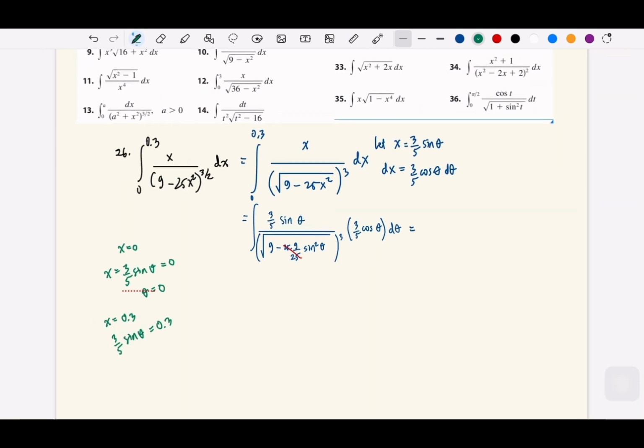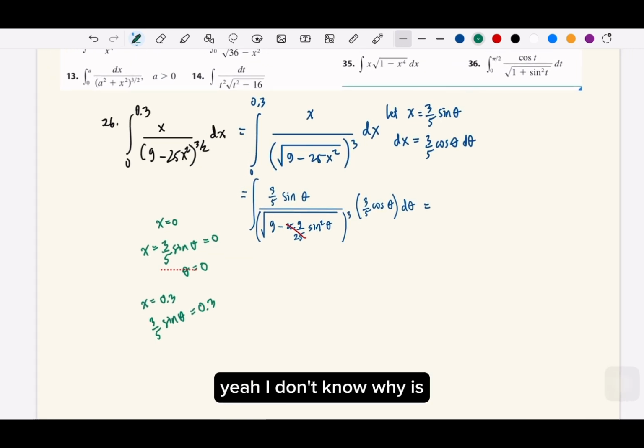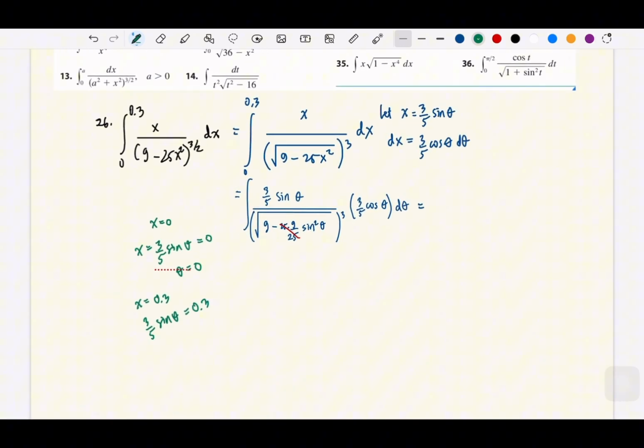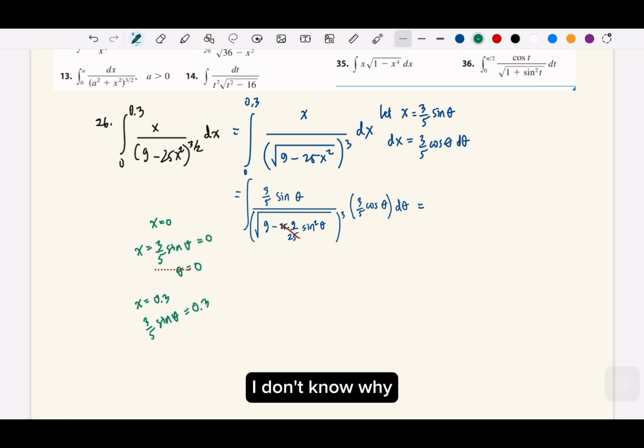Wow. Why? Okay. Yeah, I don't know why sometimes it's showing the full screen, sometimes it's only cropping the left side. I don't know why.